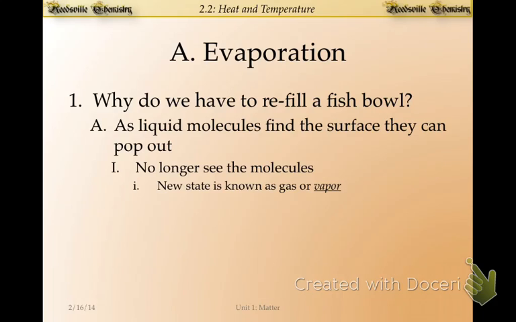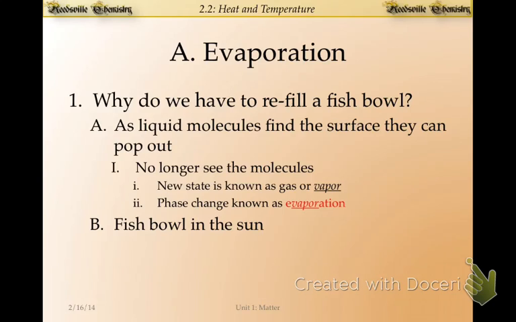The new state, the state of matter that we can't see, we call a gas or a vapor. And the phase change here is known as evaporation. You can notice the vapor and evaporation that are in there. So, what if we take that same fishbowl and put it on your windowsill, and now it's in the sun? What's going to happen? Well, we're going to get a quicker rate of evaporation. So we can now make this equality: if molecules move faster, then there's faster evaporation.